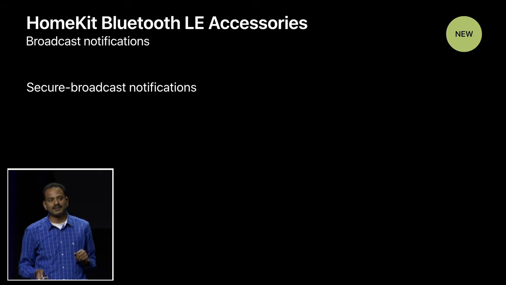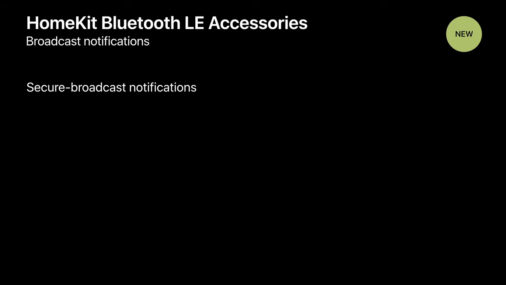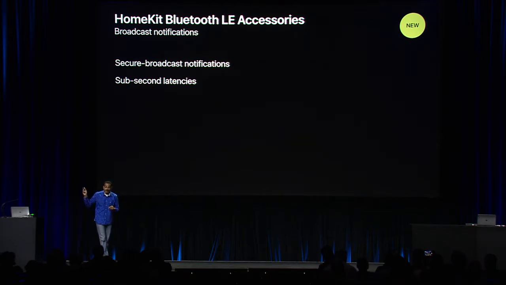And the best part about this enhancement is that you just need to upgrade to iOS 11 and get new firmware for your accessories to enjoy faster triggers. You don't need to buy new products. And with the new event triggers Matt talked about earlier, and with secure broadcast notifications for Bluetooth LE accessories, it's just incredible how home automation is going to be defined now.